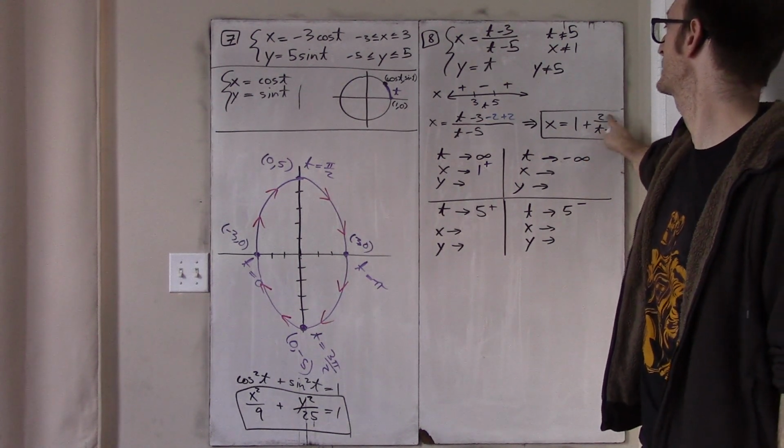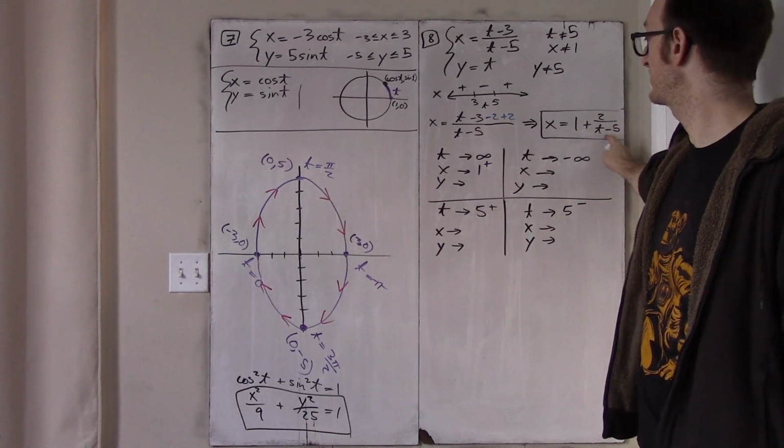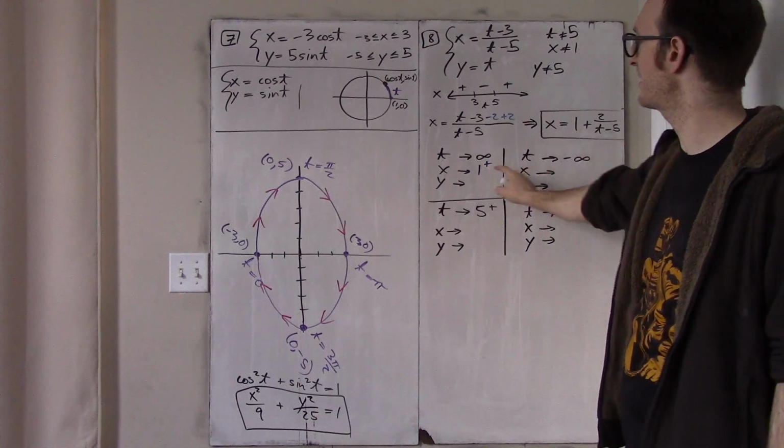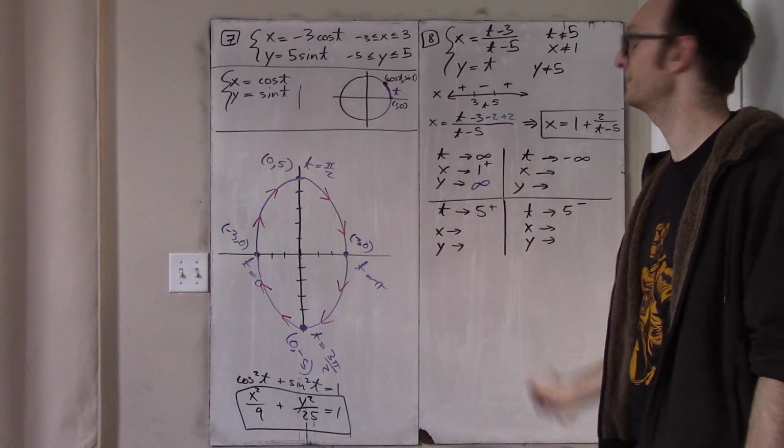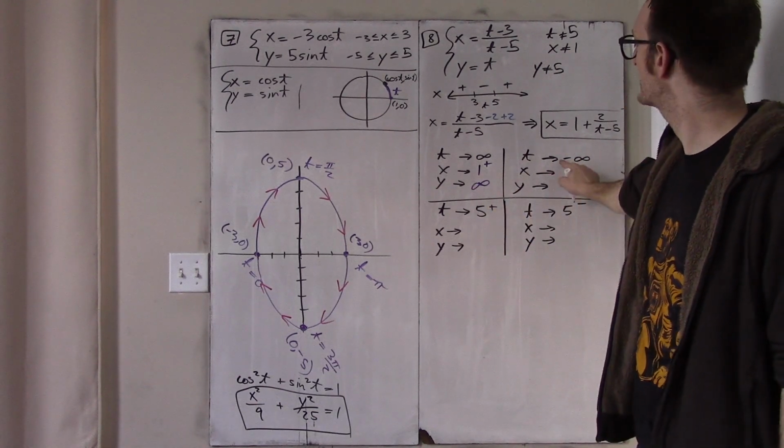infinity, you can see that that's 2 over huge is going to be a tiny positive. So 1 plus a tiny positive is 1 plus. So I think it is easier that way. Okay, here of course y will go to infinity because y just is t. How about as t approaches negative infinity?